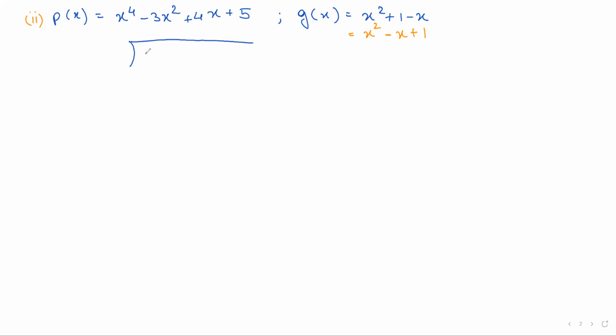Your p of x is written inside, which is x to the power 4 minus 3x square plus 4x plus 5. Observe that there is a term missing. So what you can do is leave a gap, leave some space for it. Or the second option is you can write it as 0x cube. The cube term is missing, so you can write 0x cube over here, because you might get a cube term and then there will not be any place to place it. Placing g of x, you have x square minus x plus 1.